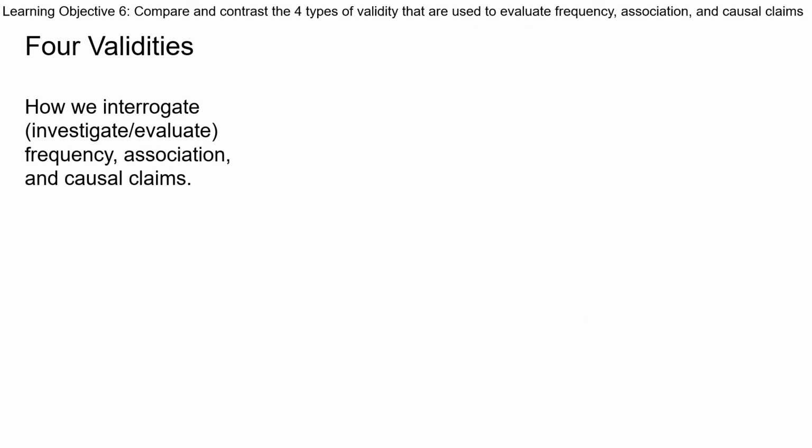This gets us to the second half of the slides. Already we're in the second half of the slides, and we're with learning objective 6, compare and contrast the 4 types of validities that are used to evaluate those claims, the frequency, association, and causal claims. So these 4 types of validities are basically how we interrogate, investigate, evaluate, however you want to say it, these claims.